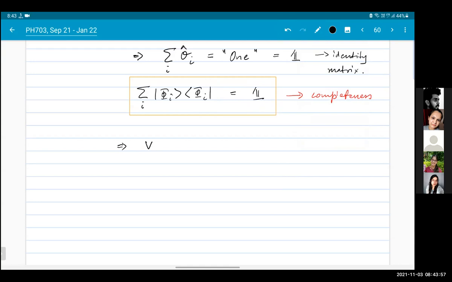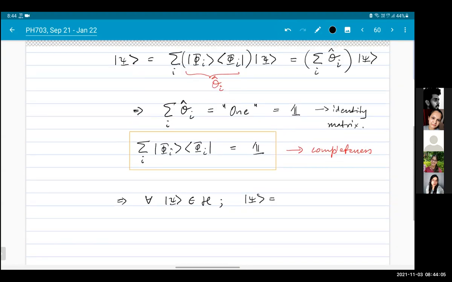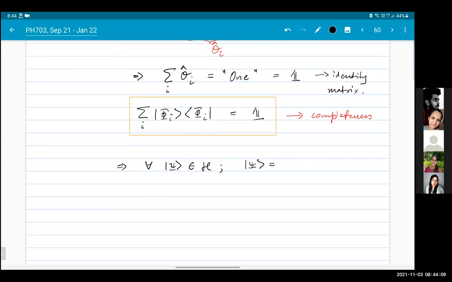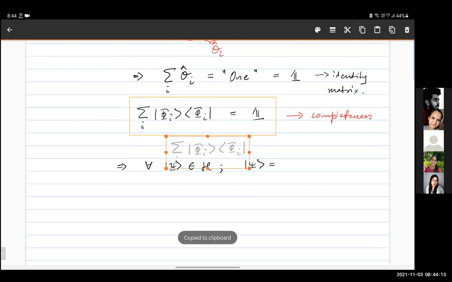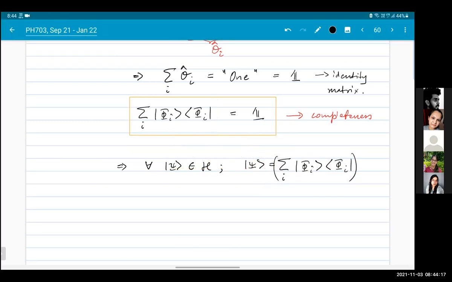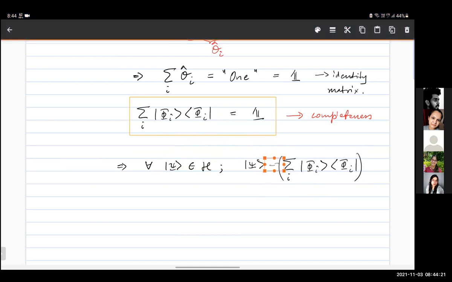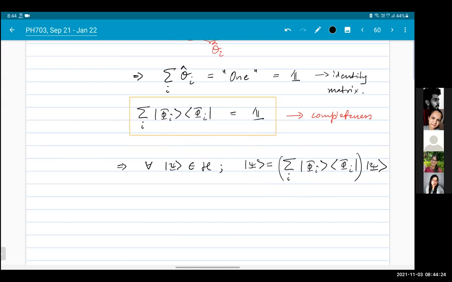Right, so I can take any state. So this implies that for any state in my Hilbert space, I get this expression, right? I can take this identity operator multiplied by this state. Right? I can write this. This is always true because this is just the identity. But what this tells me now is that the state psi can be written in this way.